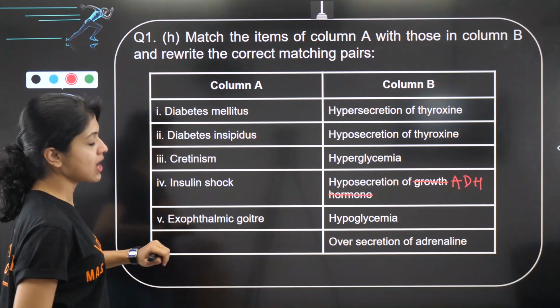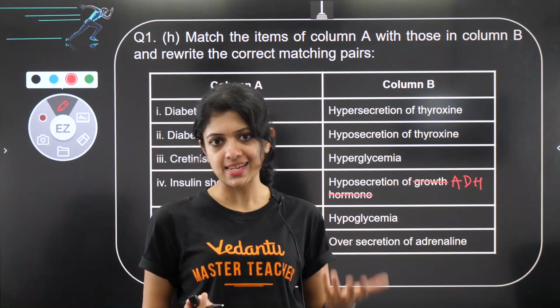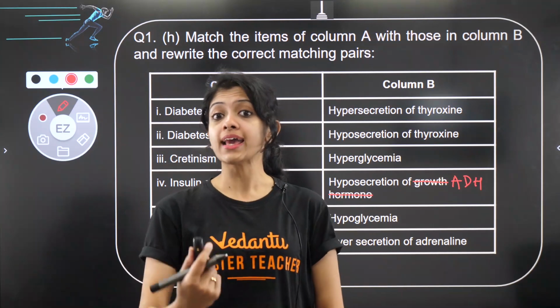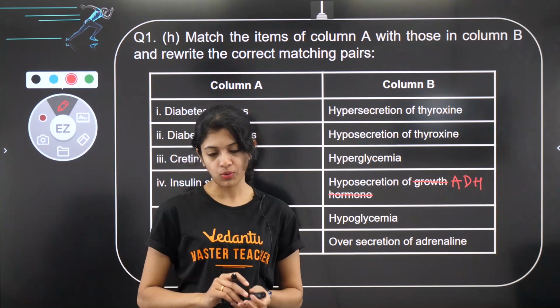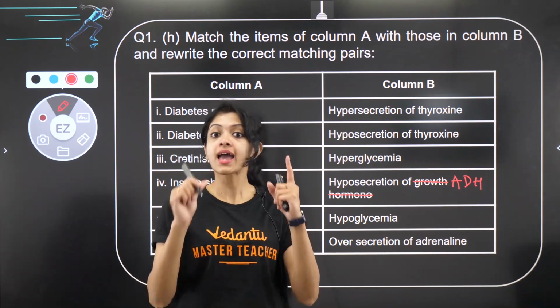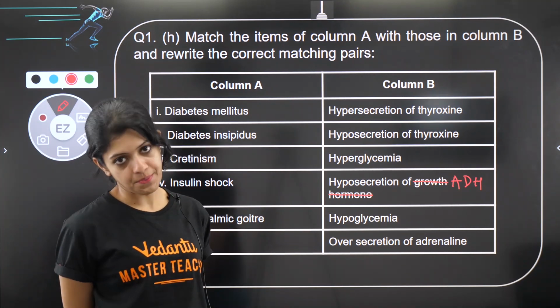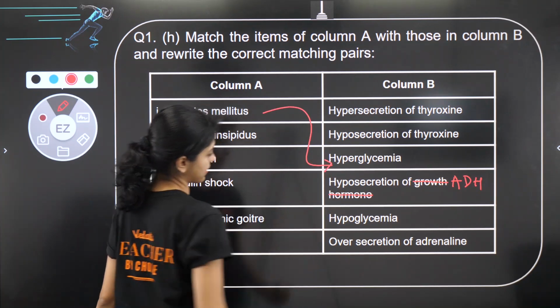Diabetes mellitus. What does diabetes mellitus mean? Now that's basically the common type of diabetes wherein a person has uncontrolled blood sugar levels, very high blood sugar levels because of low insulin levels. Okay, so high blood sugar levels has a technical word to it, hyperglycemia. Yes, and hence this can be matched to hyperglycemia.